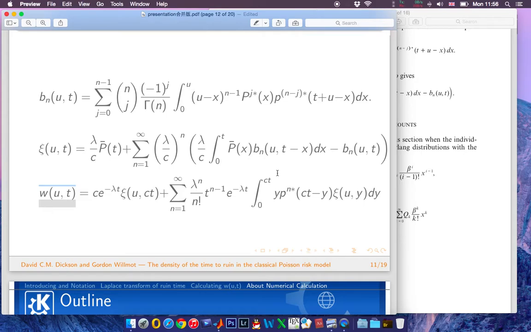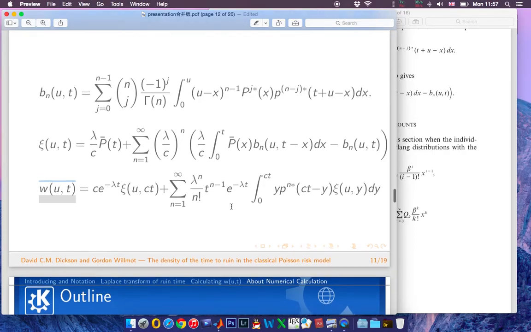The problem we are facing, first of all, is that whenever you try to calculate W(u,t) or the finite time ruin probability itself, you come across the integral problem, and how we approximate the integral. The second problem is that you always see this summation to infinity here. How do you ask the computer to calculate something like a summation to infinity? What is a summation to infinity to a computer?